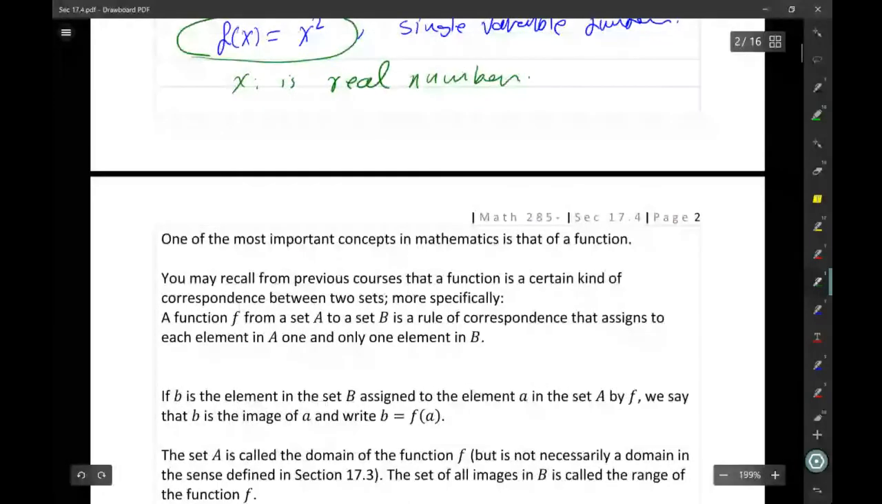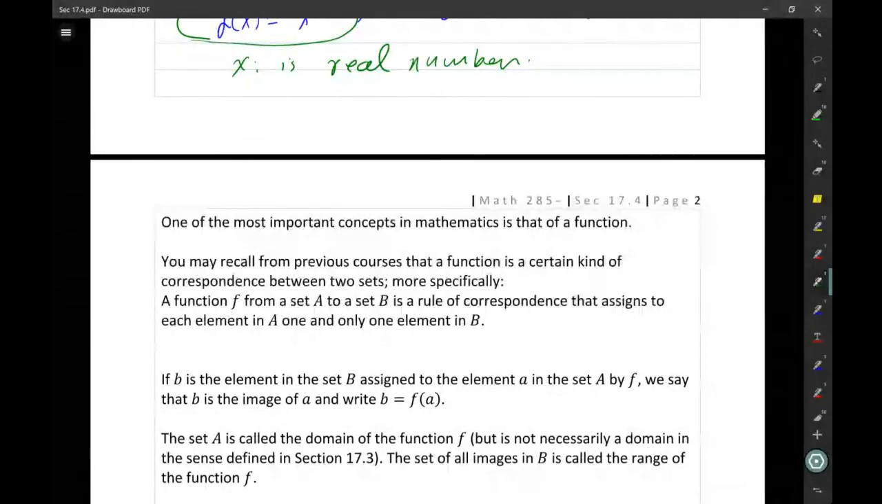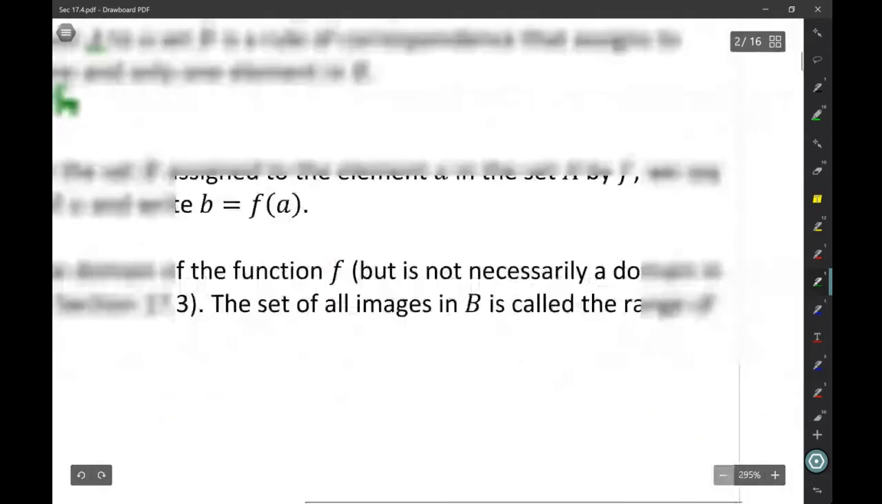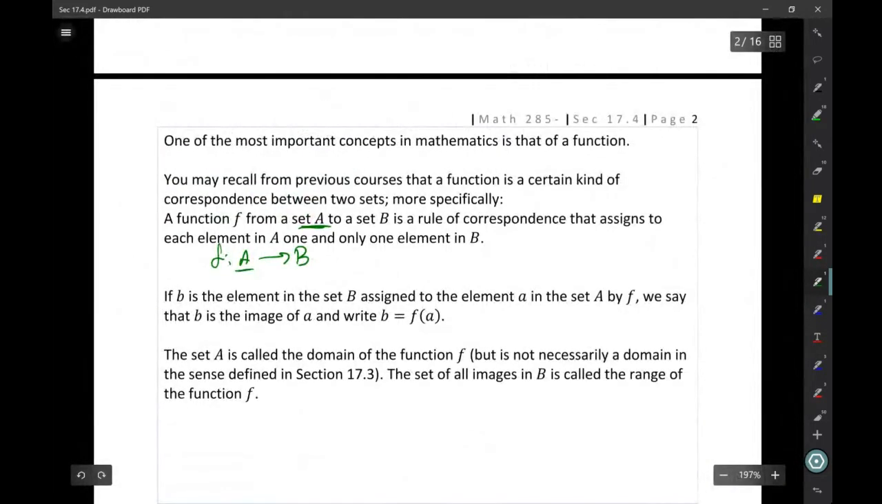Now for the complex number, here we will have my domain, the set A, be a subset of the complex numbers. So when we have the function f from A to B, where f is a complex valued function. What do you mean by complex valued function? It means the domain of my function is complex numbers, and the image of the function f is also a complex number.